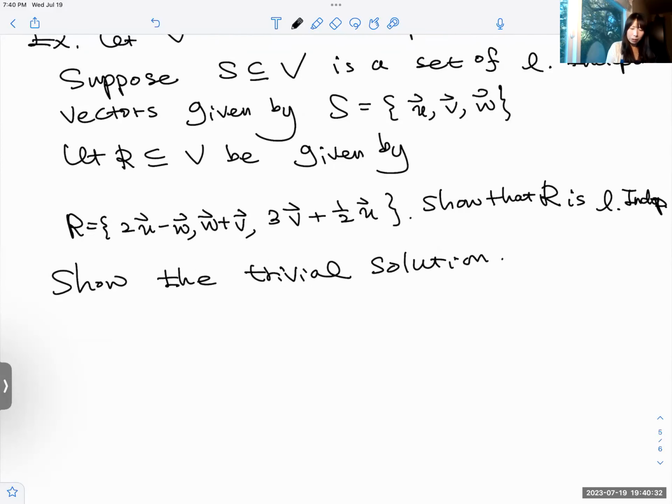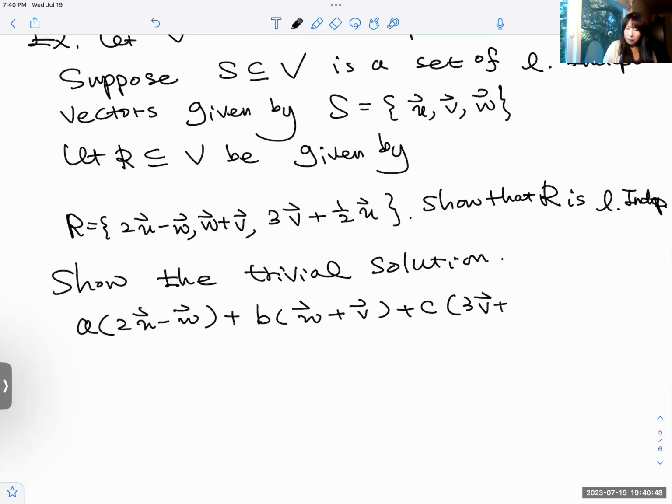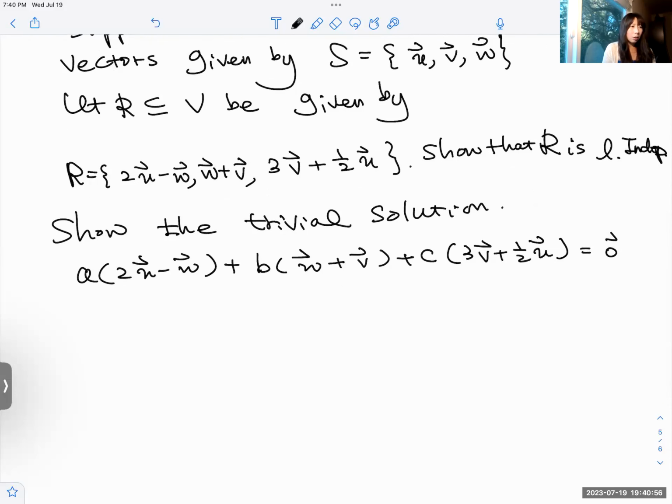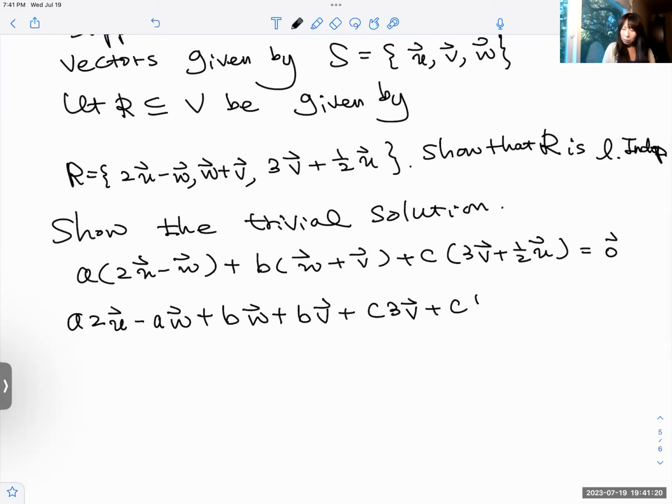Okay, now a(2u - w) + b(w + v) + c(3v + 1/2 u) equal to the 0 vector. Okay, now distribute again. So we will get 2a u minus a w plus b w plus b v plus 3c v plus 1/2 c u equal to the 0 vector.